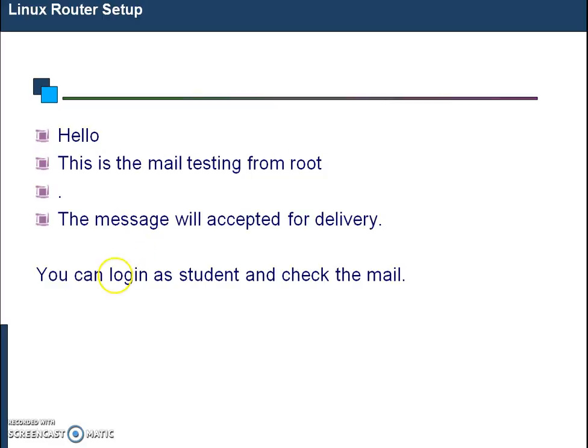Now how to check that mail. You can check whether the mail has reached the student or not by using the POP3 protocol, which we'll be learning in the next session. You can log in as the student and check whether the mail has reached or not. You can check the mail by using the mail command, and you can delete and do other things using different command prompt options, which I'll explain in the next consecutive sessions.